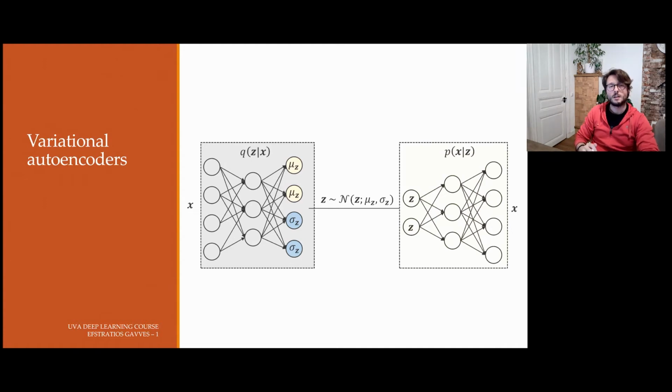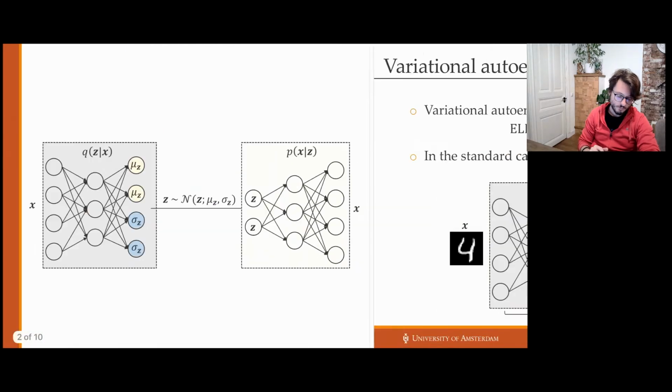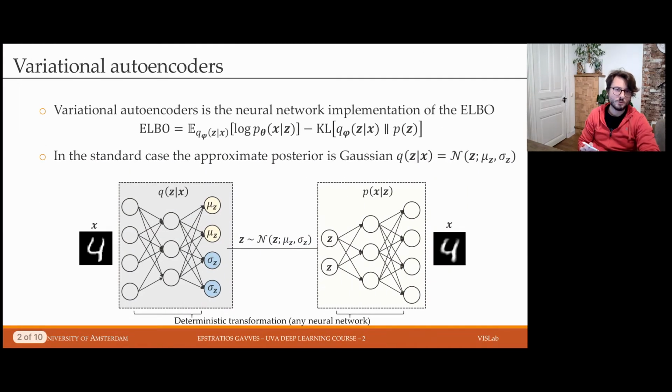Hi. Now that we discussed variational inference, let's move on to variational autoencoders. Variational autoencoders are simply a manifestation of variational inference and the evidence lower bound objective with neural networks.